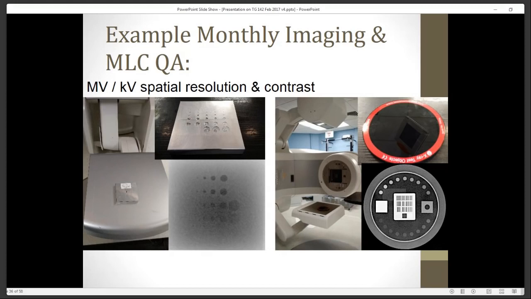So, and these are just 2 examples of many great phantoms that are out there, and that could be used. So there's 100 different ways that this could be done, and with different phantoms, and there's a lot of options. It's just a matter of choosing one and getting a baseline and just comparing to that.